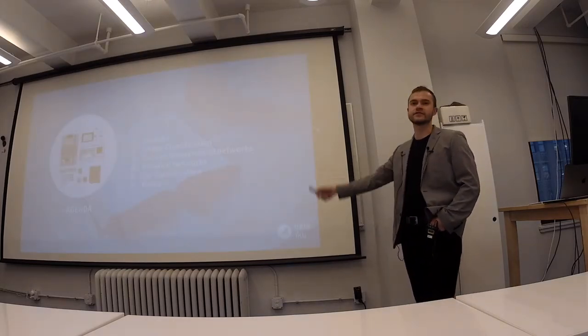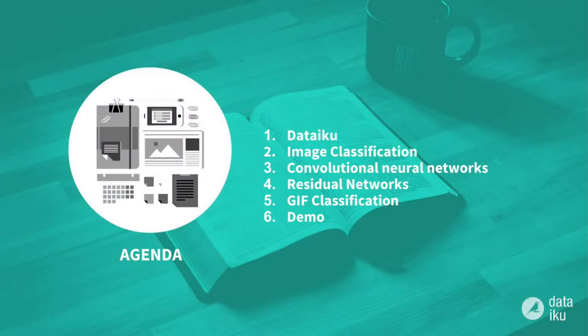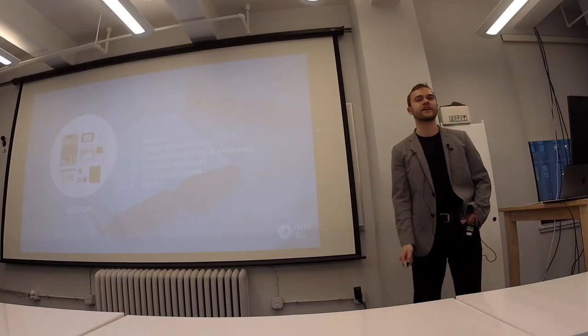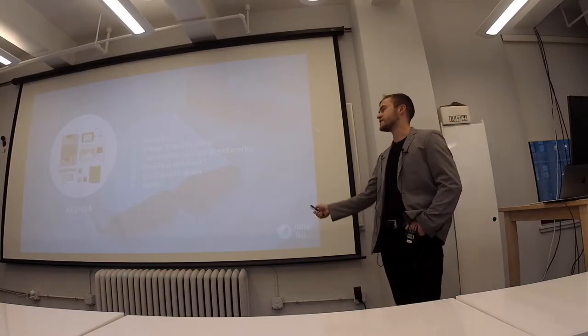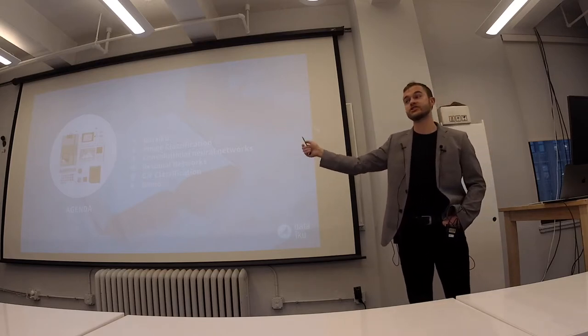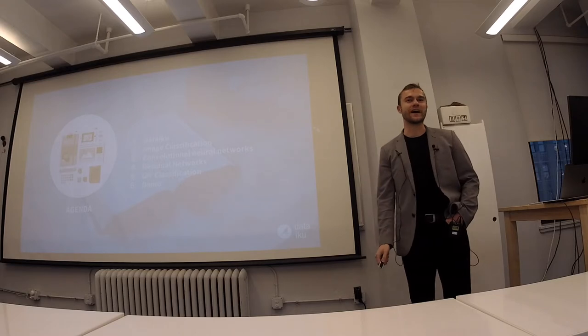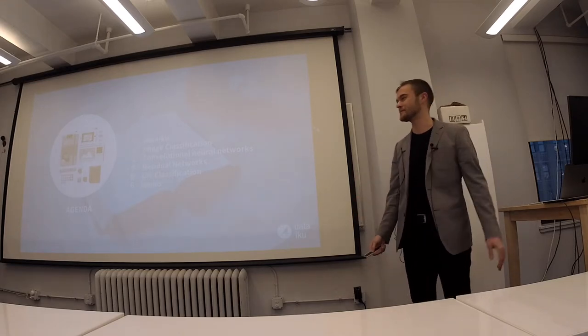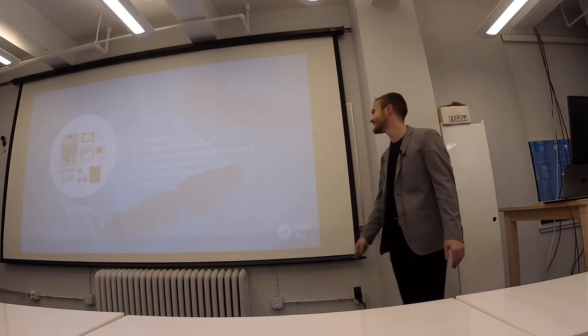Okay, this is the agenda for today. We're going to talk about image classification more broadly. We're going to talk about convolutional neural networks, which is one of the main ways that people use machine learning to classify images these days. We're then going to talk about residual networks, and this one particular model that I use to classify GIFs. And then we're going to go into a live demo where we'll drag and drop some GIFs and classify them. It would be fun, maybe.